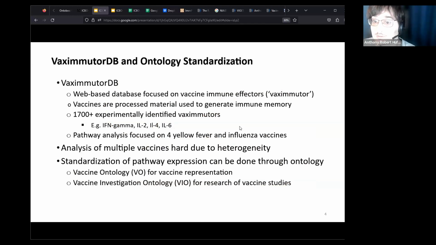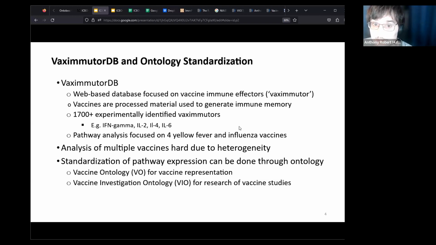So the final thing that I want to bring up is that this project very much had a predecessor in the Vaccine database, which was a previous database that we worked on, focused on identifying specific vaccine immune effectors. In this case, a vaccine is any processed material that is used to generate an immune memory, and it's typically targeted against viruses or bacteria. So we found over 1,700 experimentally identified vaccine immune effectors when we focused on analysis of 4 specific yellow fever and influenza vaccines. And each of these pathway analyses was focused on one specific vaccine.